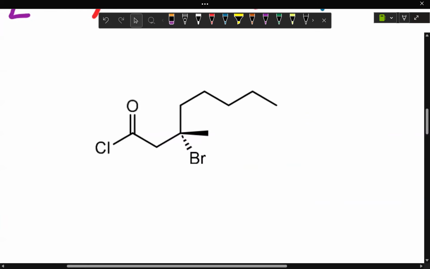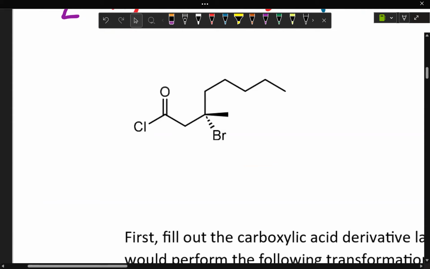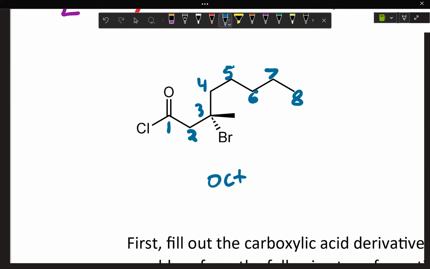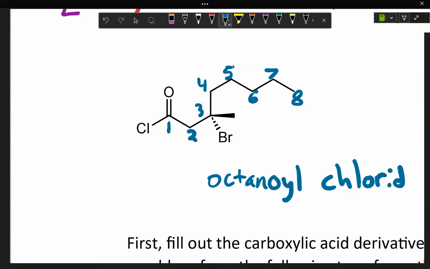All right, next one, acid chloride. Let me zoom out a little bit more. There we go. Acid chloride, once again, we're going to number the longest carbon chain, which happens to be 8. 8, if you remember, is oct. So we're going to put an oct. No alkenes or alkynes, so octan. And then because it's an acid chloride, the carbon chain is going to be ended in oyl, followed by chloride to indicate it's an acid chloride.